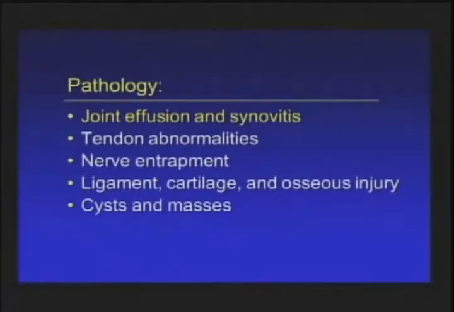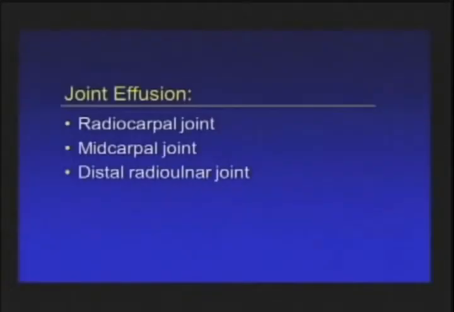First, joint effusion and synovitis. So remember that there are 3 joints in the wrist. There's not 1, there are 3. And we look at the radiocarpal joint, the midcarpal joint, and the distal radioulnar joint.